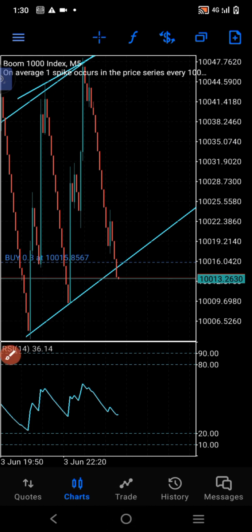Now this candle has closed. This is 1:30. Now if this 5 minutes candle forms and doesn't spike, I will close this trade. So we're going to wait and see what the market has for us. Okay.